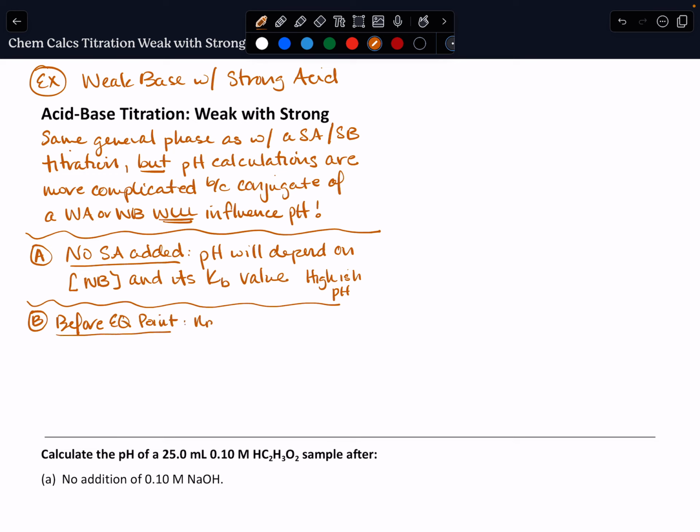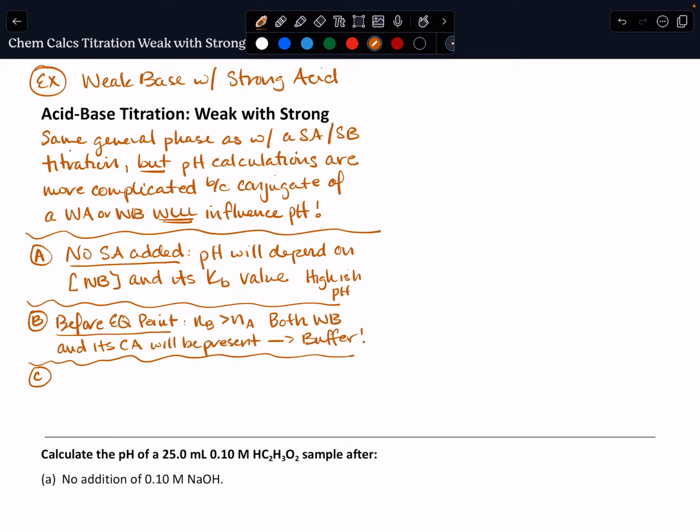All right, so B, this is before the equivalence point. At this point, the moles of base will be greater than the moles of acid. We'll have added in some strong acid to neutralize some of that weak base, but we're still going to have excess weak base at the end. The difference here is that both the weak base and its conjugate acid will be present. That is also known as a buffer. So we'll need to use the Henderson-Hasselbalch equation to determine the pH of this solution.